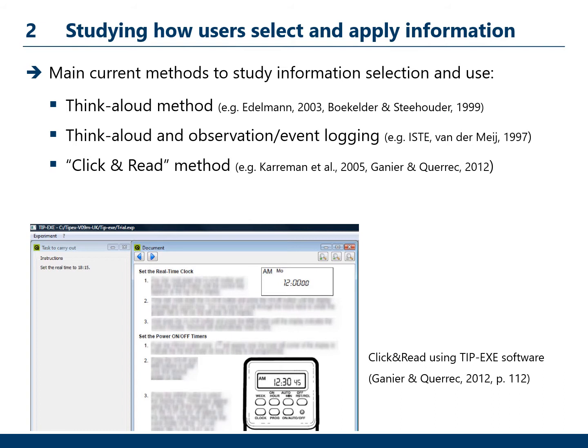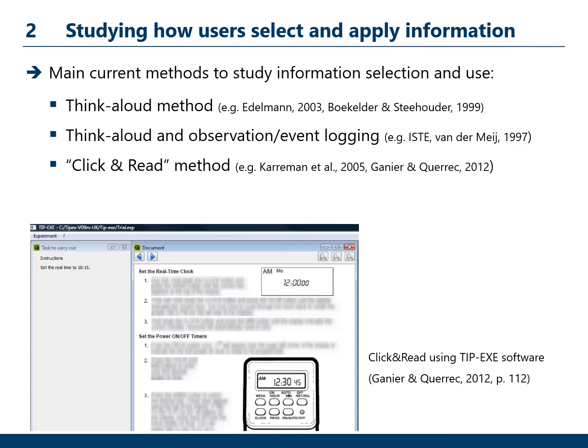Hans van der Meij and colleagues combined think aloud with user observation and event logging. In addition to recording what users read when working through a procedure, they also recorded systematically at which points users would switch attention between the manual and the software or device they were working with. So they examined very systematically what users actually do in response to information they receive. However, detecting and classifying user activities required manual scoring, which raises concerns with respect to the reliability of observations.